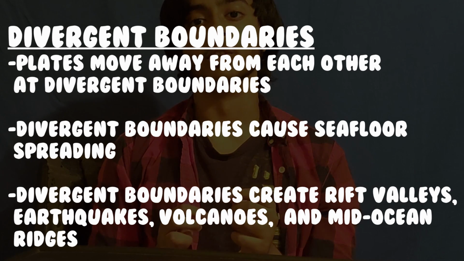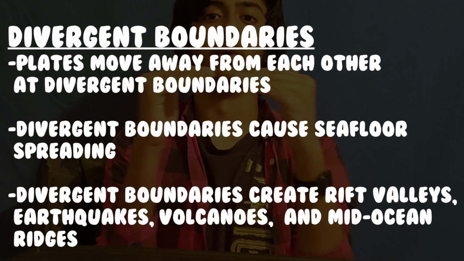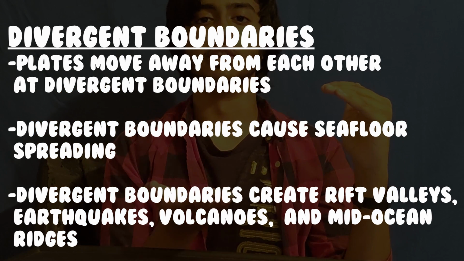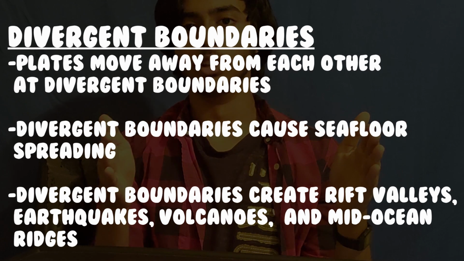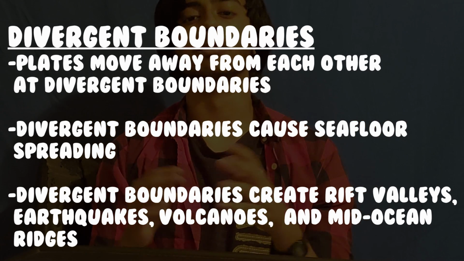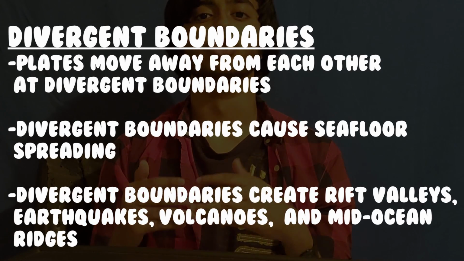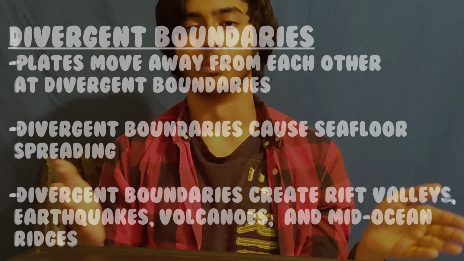The only explanation for this was that the two plates were moving away from each other, and new material from the mantle was rising and then cooling to fill in the gaps in between. We call this process seafloor spreading, and it is the process by which new seafloor is added at a divergent boundary.